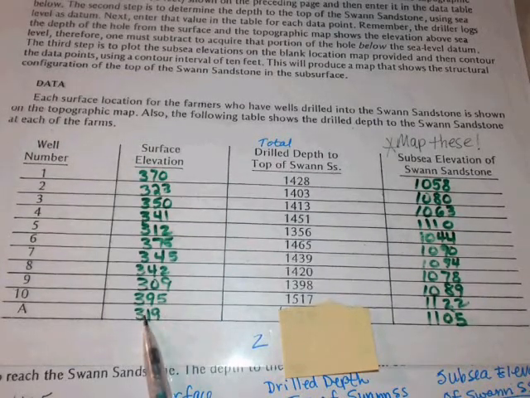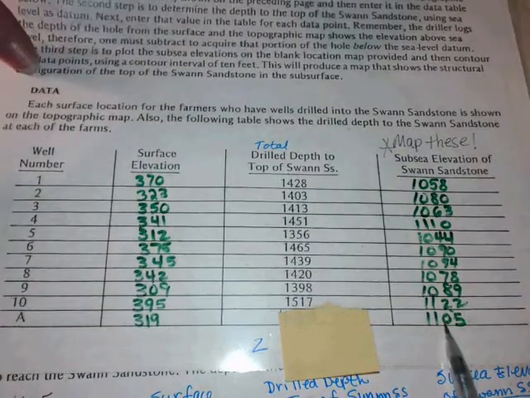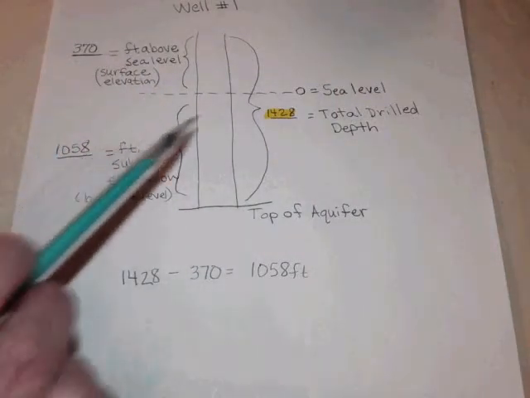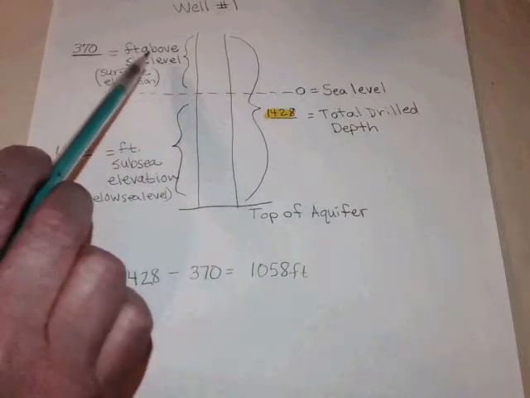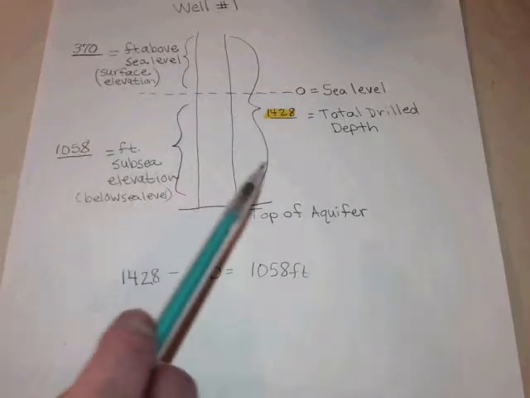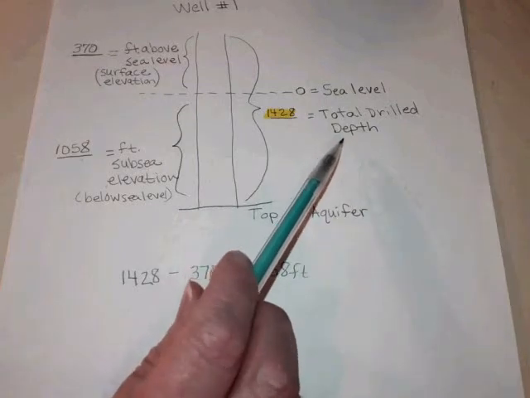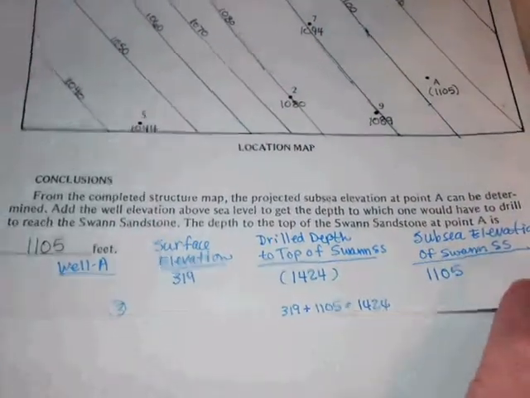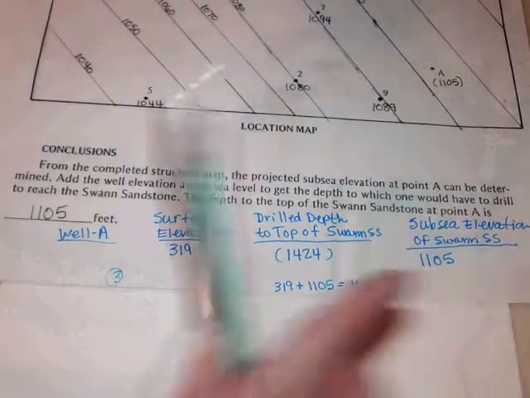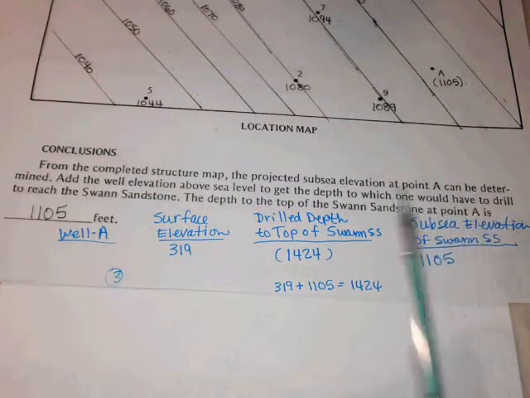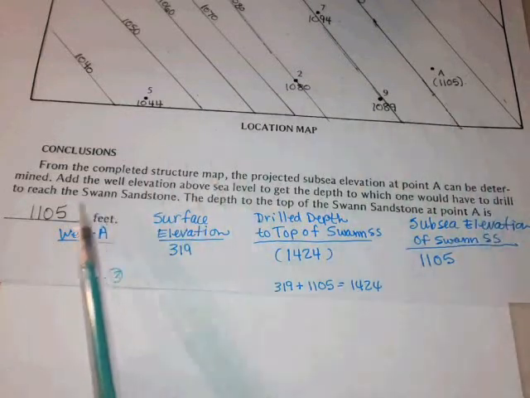If we add these two values, the surface elevation and the subsea elevation, just like my little picture I showed from before, you get the total drill depth. So if we add so many feet above sea level, and we figured out the subsea elevation, we've got everything we need to determine the total drill depth, which is what our client wants to know. And so how we do that is, we've got that here for well A. In our conclusion from the completed structure map that we just did, the projected subsea elevation at point A can be determined to be 1,105 feet.